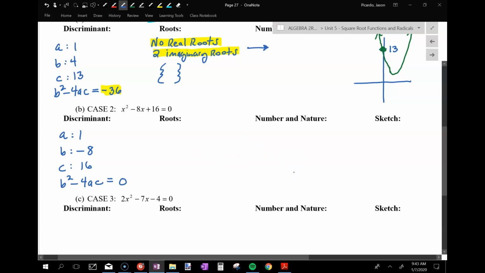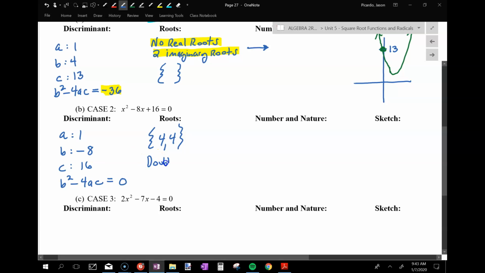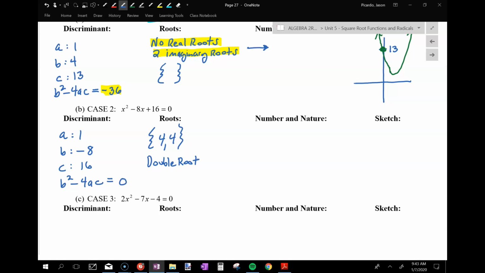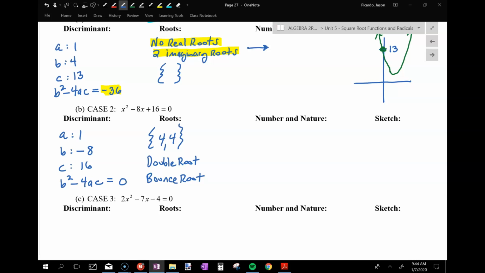Great. That's exactly why I'm showing it to you, because what you're going to do is this. Your roots are 4, 4, right? Yeah, that's your actual roots, right? 4 and 4. What that's called, guys, is a double root. And there's actually something really special about a double root. I want you to write this down. Anytime you have a double root, it's called a bounce root. And I'm going to show you what happens with a bounce root. Okay? Just remember, a double root is a bounce root.